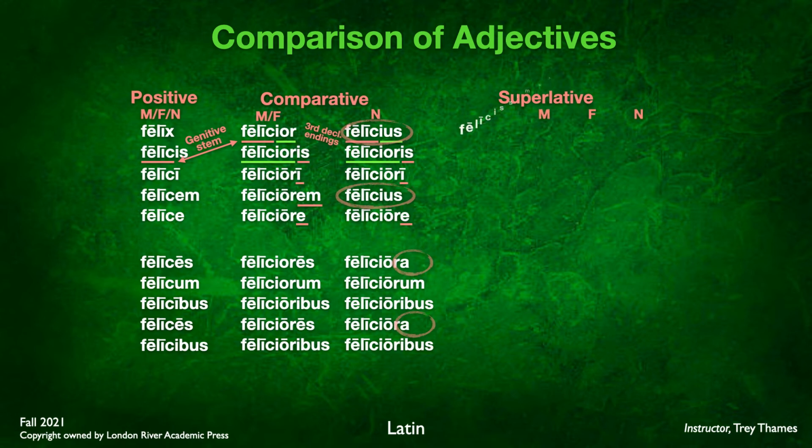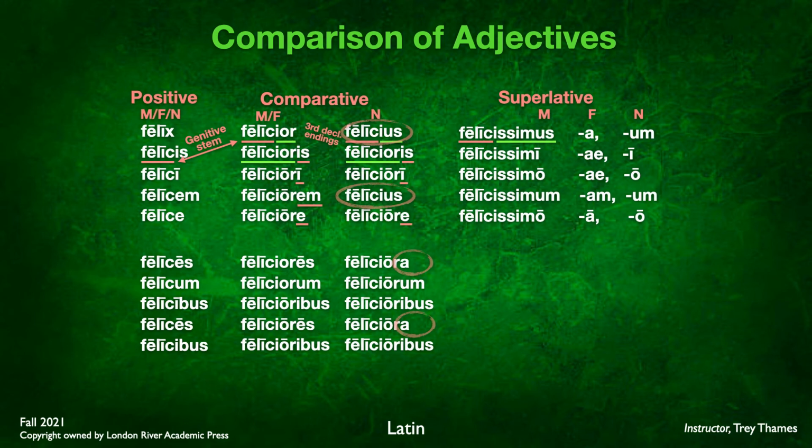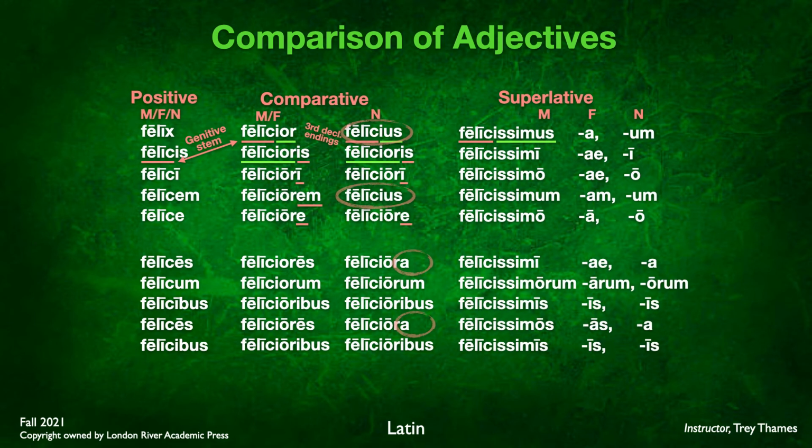For the superlative, we're going to take the felic- stem and add -issimus, -a, -um all the way down. All your masculine -us, -i, -o, -um, -e, -i, -orum, -is, -os, -is; your feminine -a, -ae, -ae, -am, -a, -ae, -arum, -is, -as, -is; and the neuter -um, -i, -o, -um, -o, -a, -orum, -is, -a, -is. So this is how you decline fully an adjective in the positive, comparative, and superlative forms.